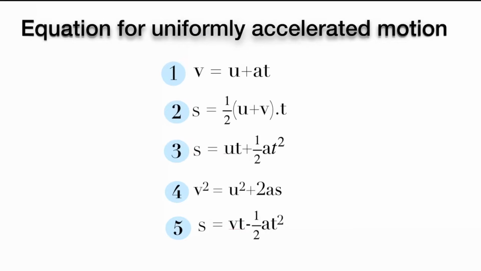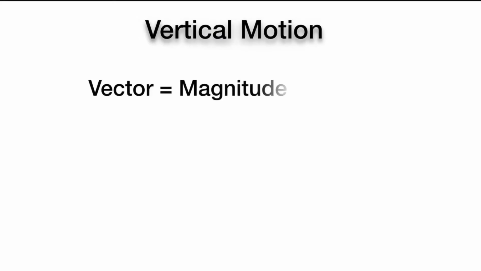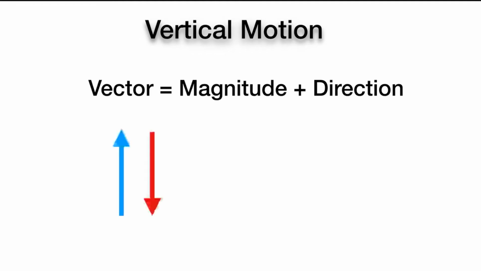Equations of motion are vector equations. Vectors have magnitude as well as direction. In vertical straight line motion, the motion can have only 2 directions, upward or downward. So to represent linear vector quantities, we can use positive and negative signs for these 2 directions. As per the Cartesian coordinate system, we generally take the upward direction as positive and the downward direction as negative.